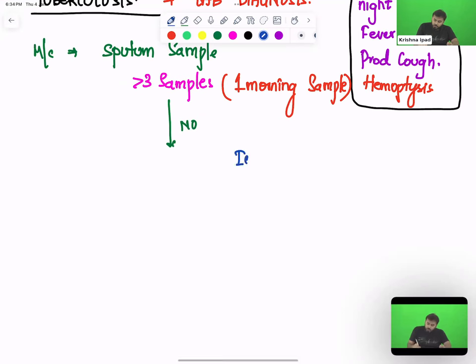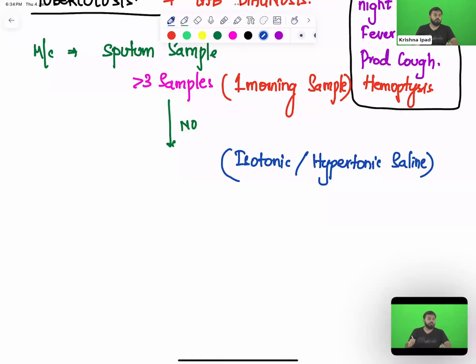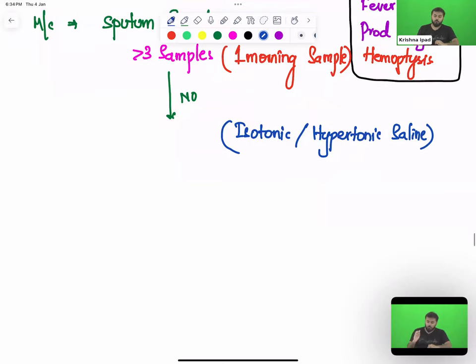You use isotonic or hypertonic saline. So now all of you know, when you give isotonic or hypertonic saline to the patient, obviously within the mouth, the sputum production will be started. Okay. Now what you do, you collect the sputum. This kind of sputum is called as induced sputum.